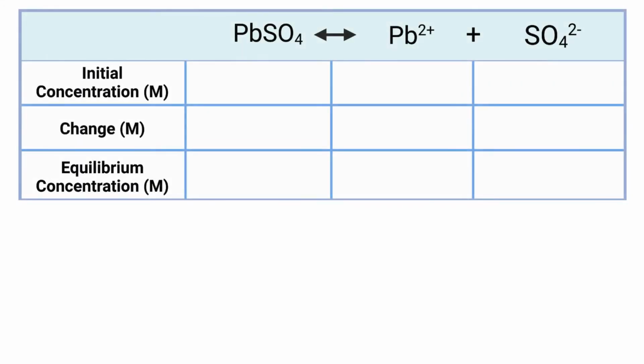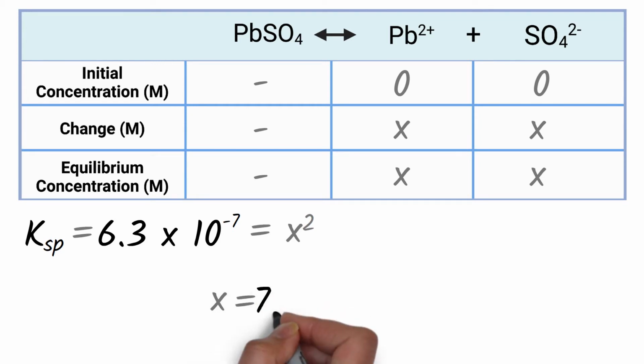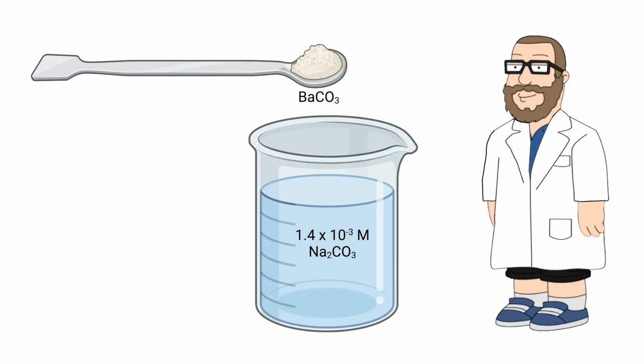We can also use an ICE table to calculate the molar solubility from the Ksp. We can ask what the molar solubility of lead(II) sulfate would be. First, we need to look up the Ksp. It's 6.3 times 10 to the negative 7. Then, we can set up an ICE table. Remember that solids don't count. Now, we set the system equal to the Ksp and solve for x as we have done before, only in a slightly easier way.